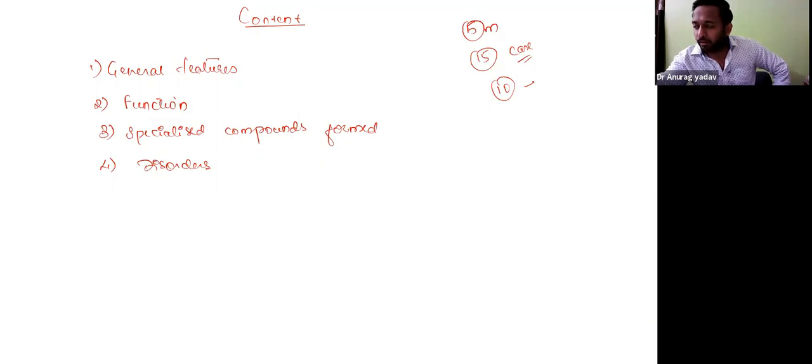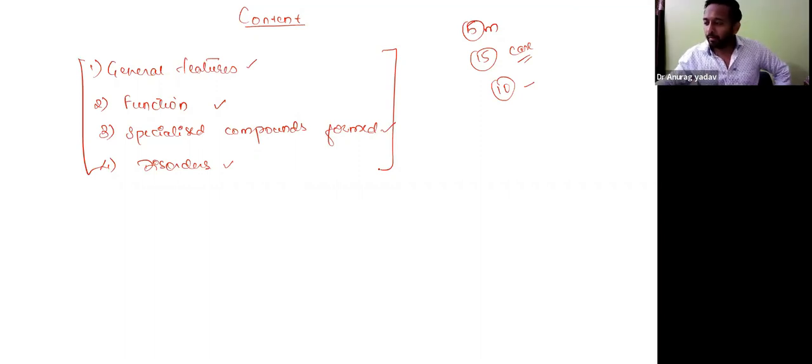So both the amino acids, glycine and methionine, we are going to read under headings: the general features; what is the role, the biochemical function of that amino acid in the body, which includes even what are the specialized compounds formed from them; and also, if there is deficiency of the enzymes in the pathway, what are the disorders we are going to encounter. Okay, so under these headings we are going to cover these two amino acids, glycine and methionine. So first, coming to the first amino acid, glycine.